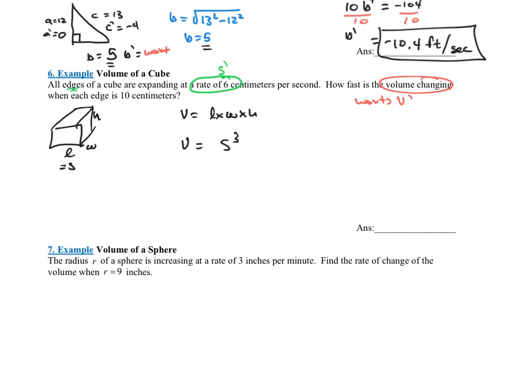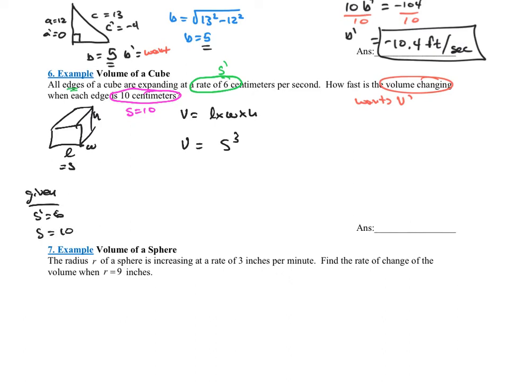And then it says what the edges are. The edges are 10 centimeters. So that gives us S equals 10. So again, putting over here, what's our given information? Our given information is that S prime equals 6 and that S equals 10.